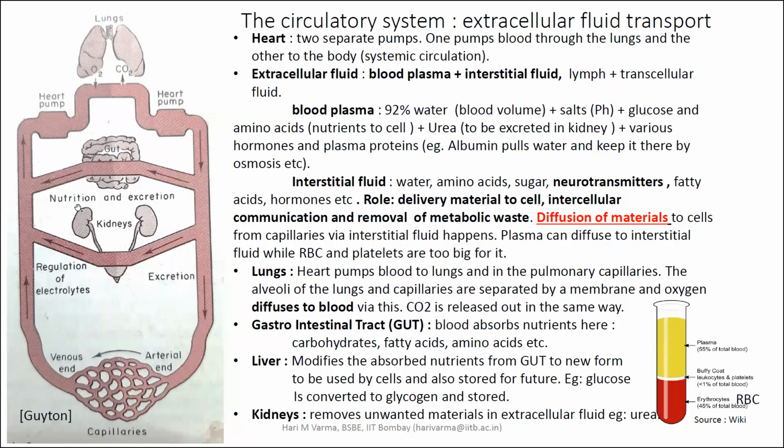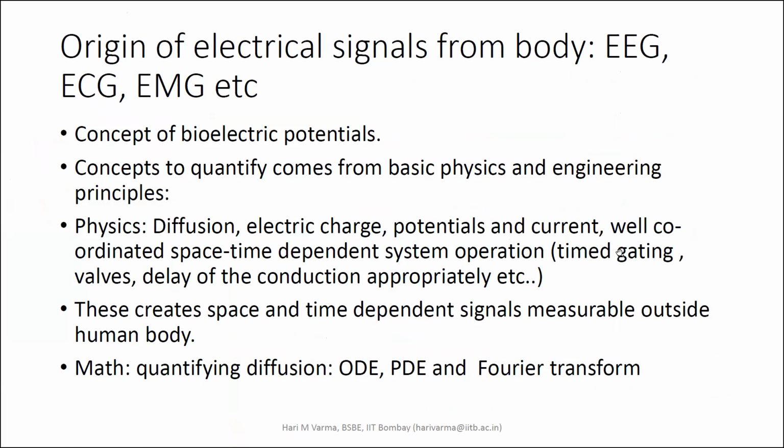But this is how the circulation happens. Some of the blood has to go through the guts to collect the nutrients. Some of it has to go through the kidney to excrete, say, for example, urea from the blood, right? Some of it has to go through the liver to store some of the nutrients, right? So these are the general idea about the circulation system.